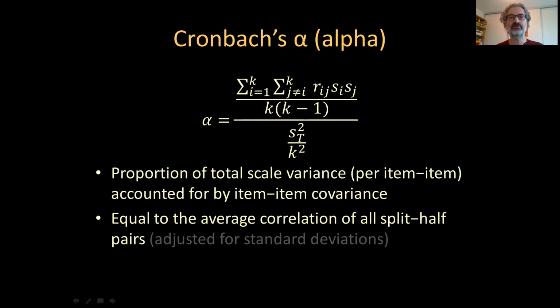However, there's lots and lots of possible split half pairs. We could have items 2 through 6 as one half, and then items 7 through 10 plus the first as another half. Or we could have the odd numbered items being one half, even numbered items being another half. There are many ways we can split 10 items in half. If we do all the possible splits and calculate the correlations for all of them and adjust for standard deviations and reduced sample size, then the average of all those is equal to alpha. So this is a different and equivalent way to think of internal consistency in terms of alpha.